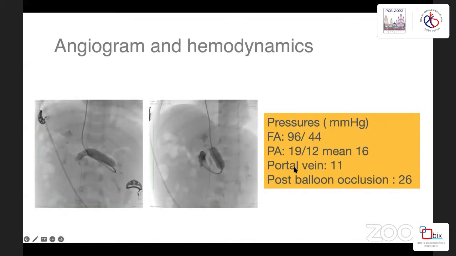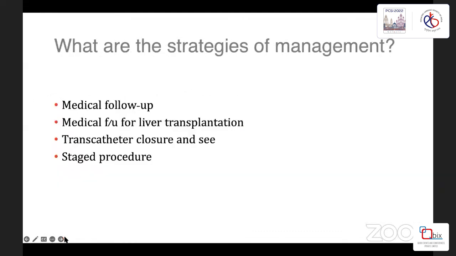The hemodynamics are normal, with normal pulmonary artery pressures. The post-occlusion portal pressures increased to 26 millimeters of mercury. Normally, it should be lesser than 18. Between 15 to 18 is an ideal case for device closure if there are adequate portal veins. Here, portal veins are not adequate, and the post-occlusion pressures are very high.